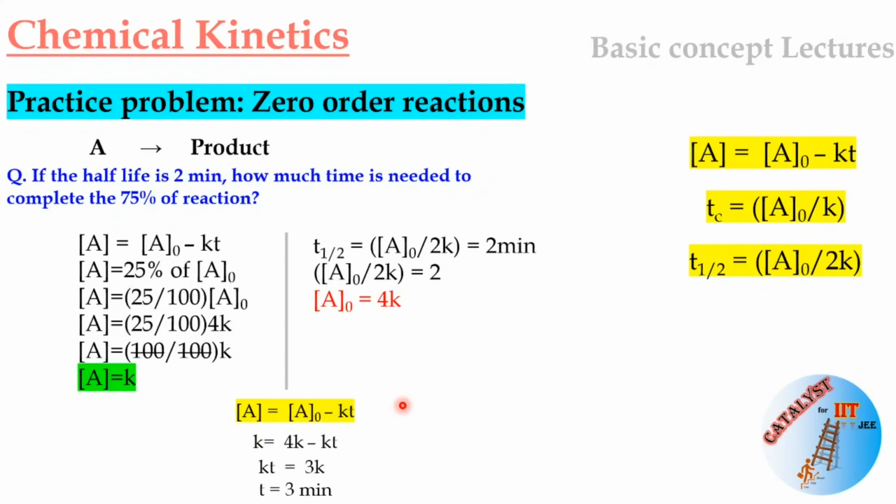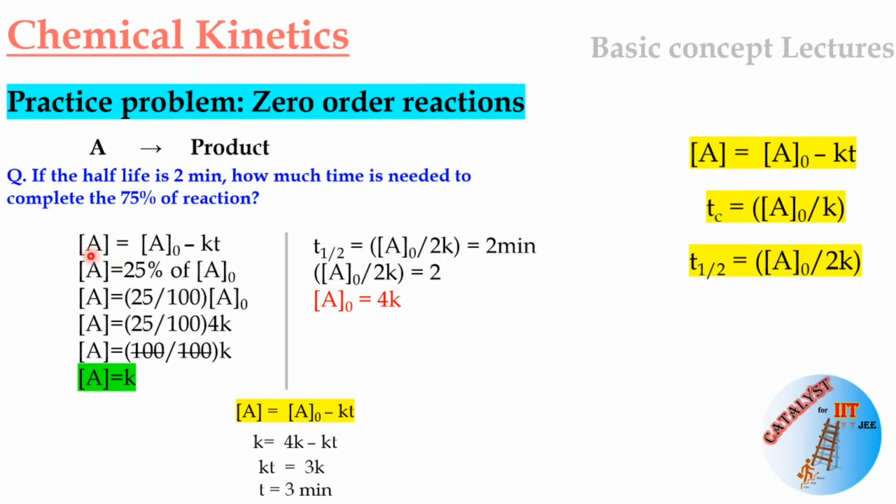Now let us look at some other problem where again the A is giving rise to the product. Now the half-life is given. If the half-life is 2 minutes, how much time is needed to complete the 75% of the reaction? Okay, so this is important. 75% of the reaction will be completed.